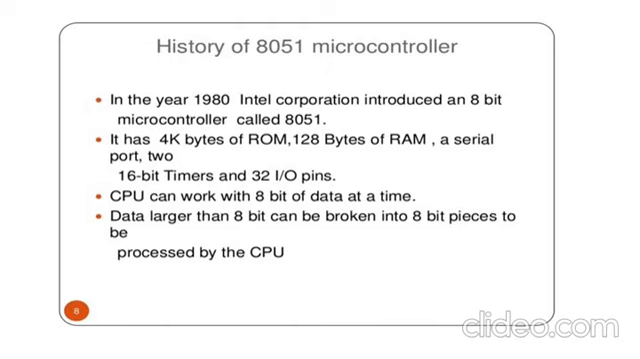Next, the CPU can work with 8 bits of data at a time. So as I said, this is an 8-bit microcontroller. So at a time it can access only 8 bits. So if you give larger than 8 bits of data, then it will just break into 8-bit pieces, and that information will be processed by the CPU.